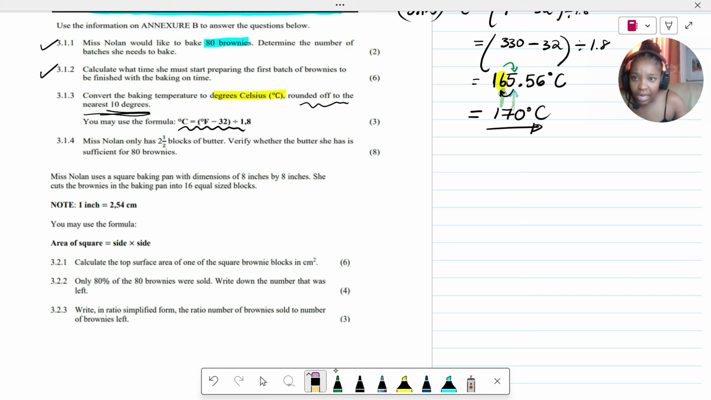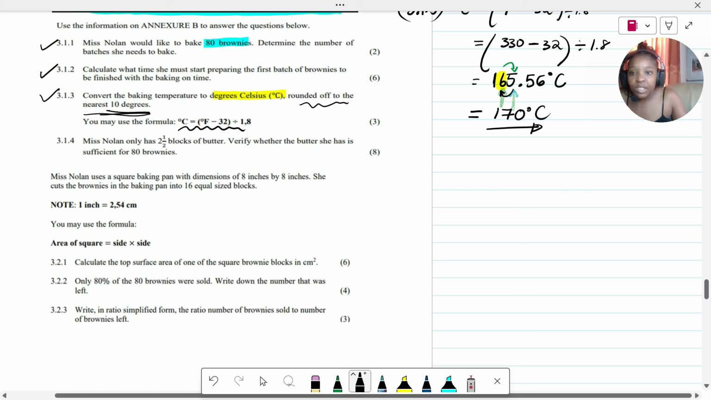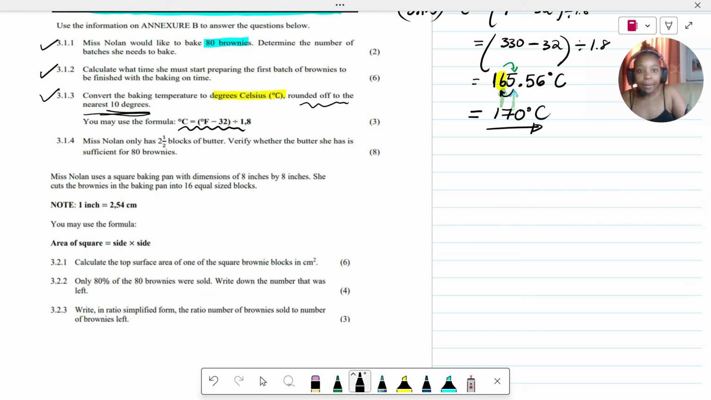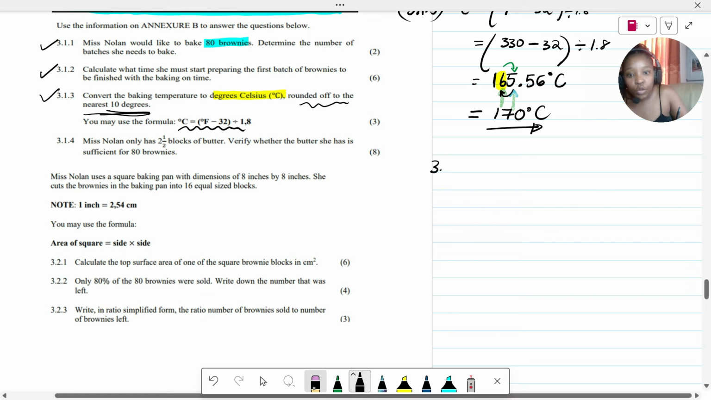confuse the two. Right, we're done with question 3.1.3. Question 3.1.4. Miss Nolan only has 2.5 blocks of butter. Miss Nolan has 2.5 blocks of butter.